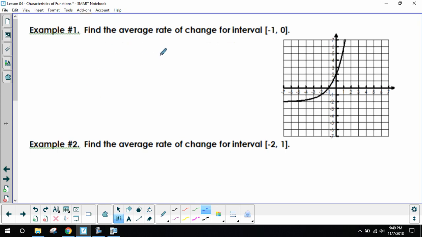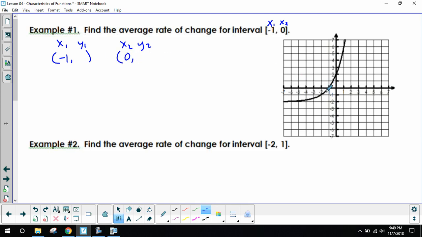Find the average rate of change from the intervals -1 to 0. Remember, these are x's, okay? And we're going to want to write points. We're going to want the x1, y1, and the x2, y2. So you know what x1 is, that's -1. x2 is going to be 0.